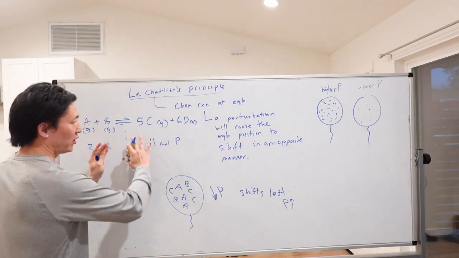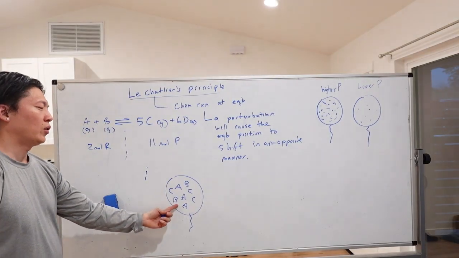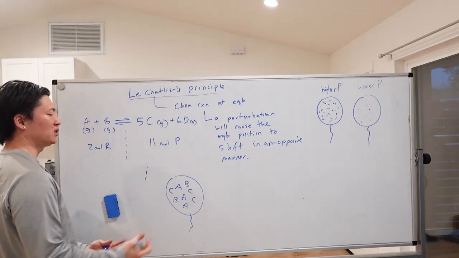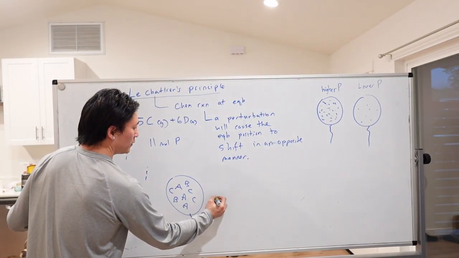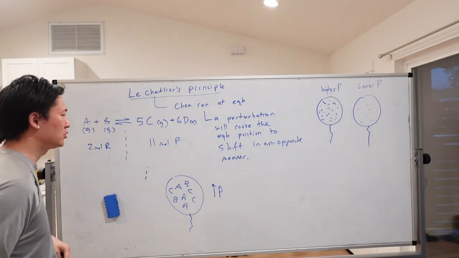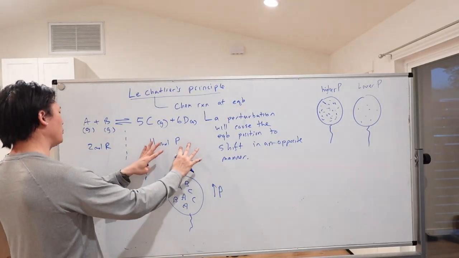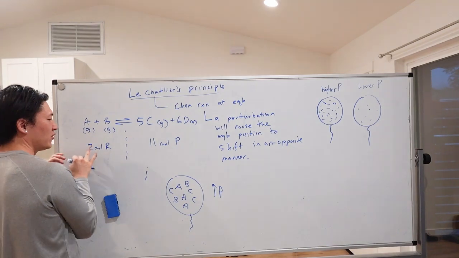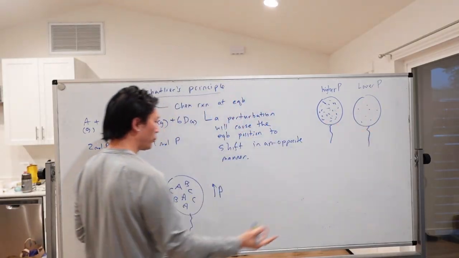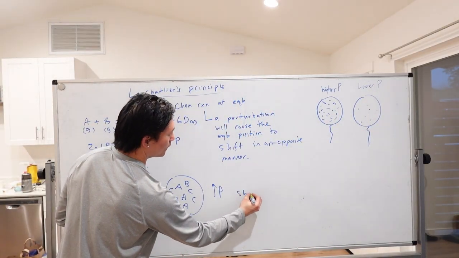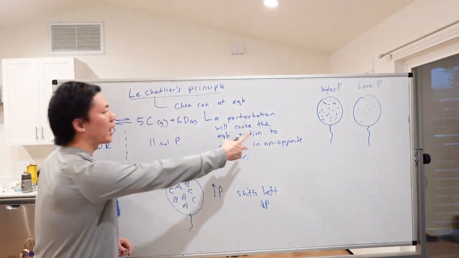So in this case, on the product side there's more. Again, we have some equilibrium. We don't know how much, we don't care. If we try to increase P by squeezing the balloon smaller, it's going to say, hey, we're going to shift to the left because these 11 particles can become 2 if we shift to the left. We want to shift to the left because we want to get a lower pressure environment. So it shifts left, which would lower pressure, which is the opposite.